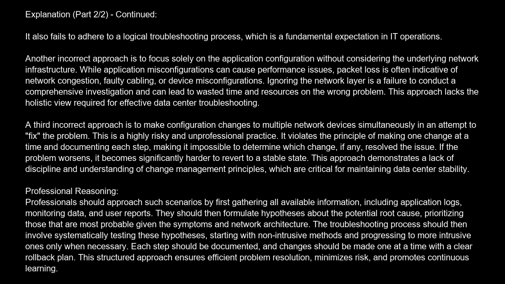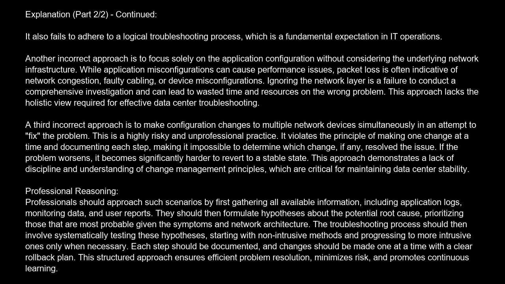Another incorrect approach is to focus solely on the application configuration without considering the underlying network infrastructure. While application misconfigurations can cause performance issues, packet loss is often indicative of network congestion, faulty cabling, or device misconfigurations. Ignoring the network layer is a failure to conduct a comprehensive investigation and can lead to wasted time and resources on the wrong problem. This approach lacks the holistic view required for effective data center troubleshooting.